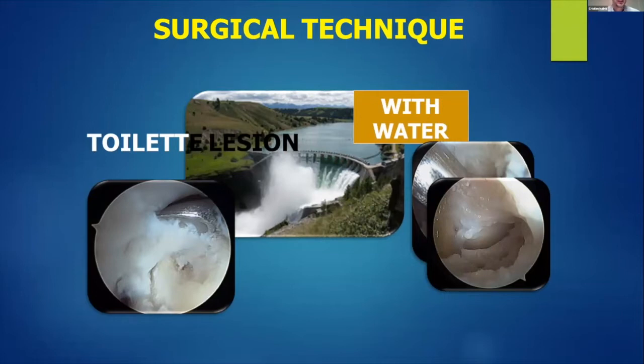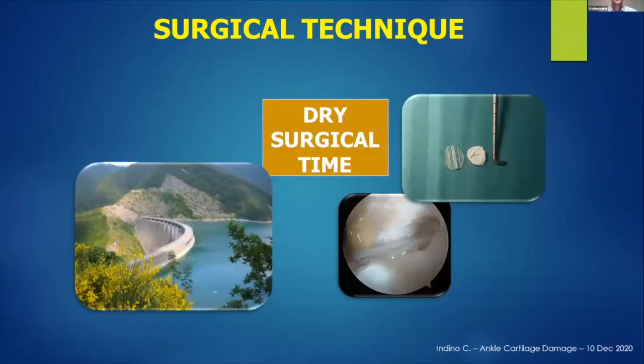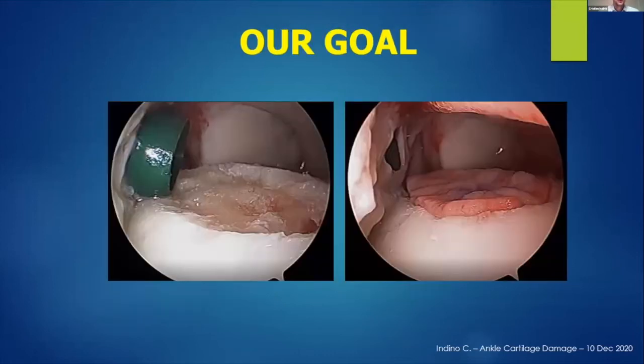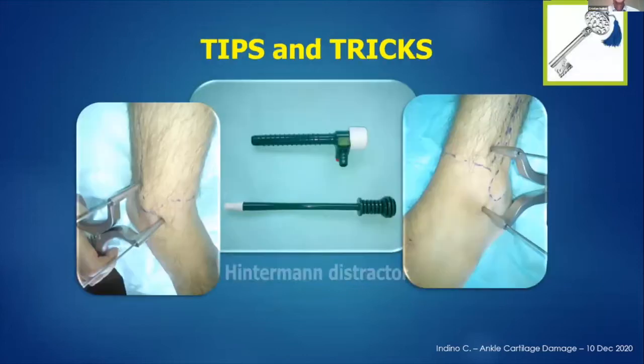Then the second phase is a dry phase, a dry surgical time, during which the collagenic membrane is positioned over the lesion. So our goal is to debride the lesion, to have stable margins, stable edges of the lesion, and to cover it with the membrane to stabilize the blood clot that comes from the bone marrow stimulation.